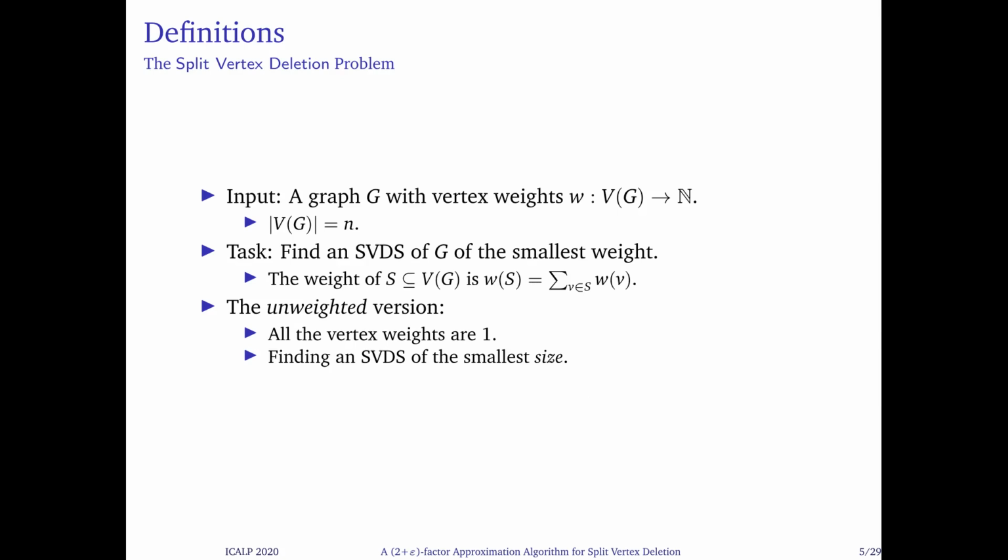The split vertex deletion problem asks for a smallest split vertex deletion set of a graph. More precisely, the input to this problem is a graph G with vertex weights, integer weights W, and the task is to find a split vertex deletion set of the graph of the smallest total weight. In the unweighted version, all the weights are 1 and the goal is to find a split vertex deletion set of the smallest size.